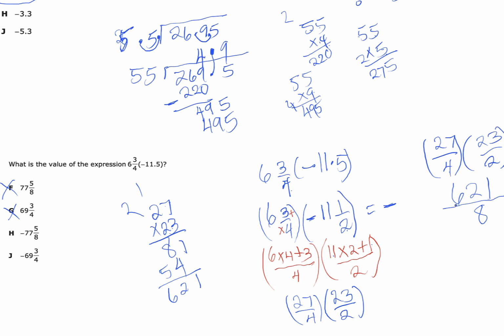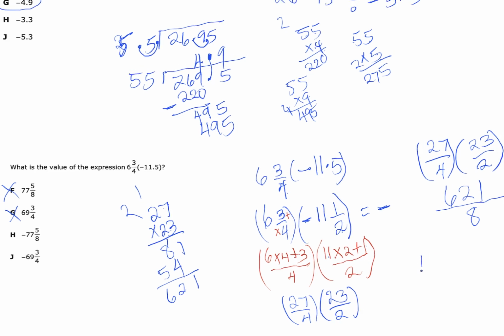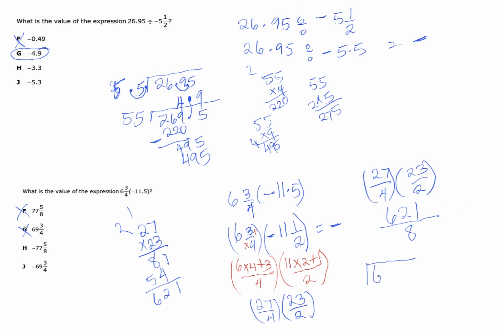But we now have to change this improper fraction to a mixed number. And in order to do that, you're going to divide. 8 goes into 62 how many times? Now, that would be 7. Because I know 8 times 8 is 64. 8 times 7 would be 56. You subtract, you're going to have to borrow, so that's a 5. That's 12. So that's 6 and 1.